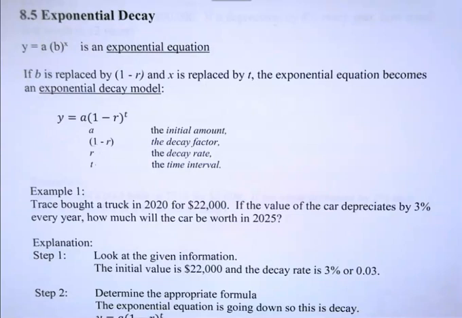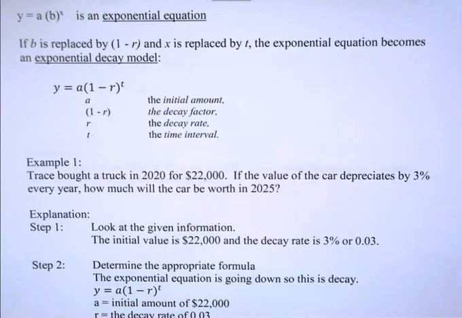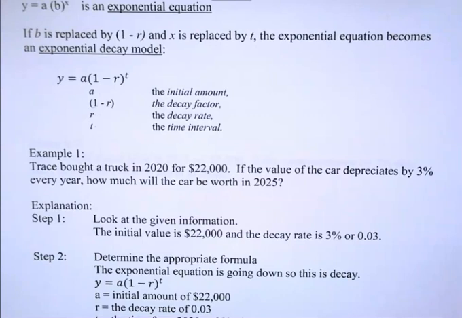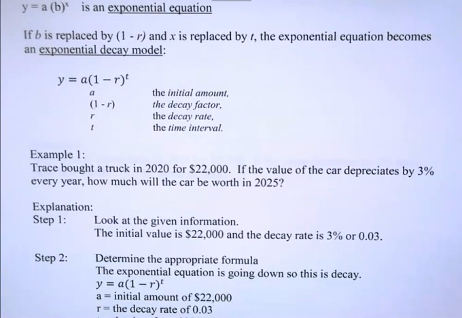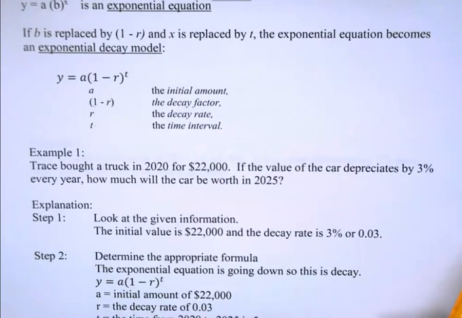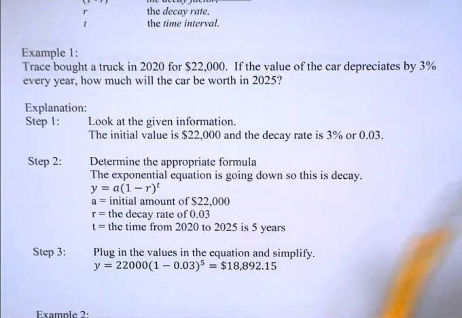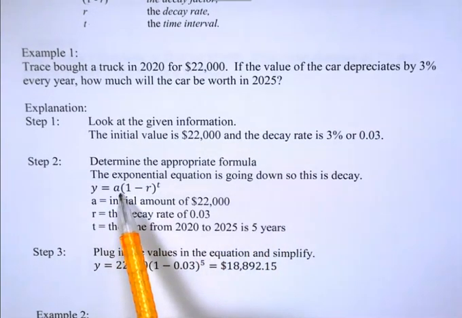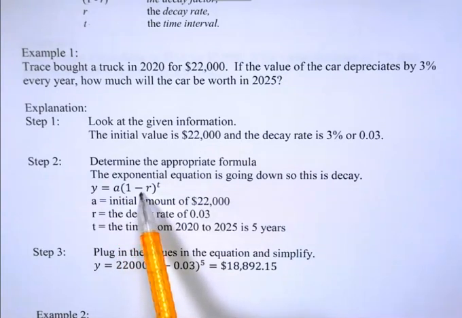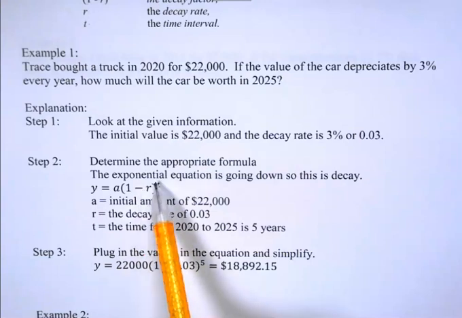For example 1, Trace bought a truck in 2020 for $22,000. If the value of the car depreciates by 3% every year, how much will it be worth in the year 2025? Our initial amount is $22,000. The decay rate is 3% or 0.03. And then I need to look at my formula and plug in my information. So A is 22,000. My decay rate is 3% or 0.03. And the time is going to be 5 years.